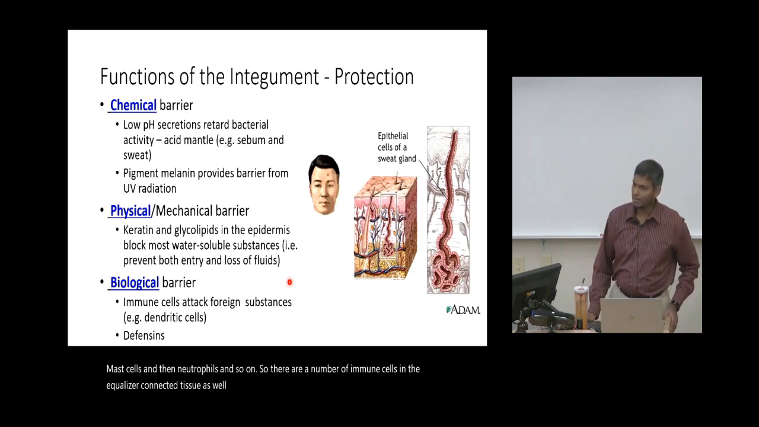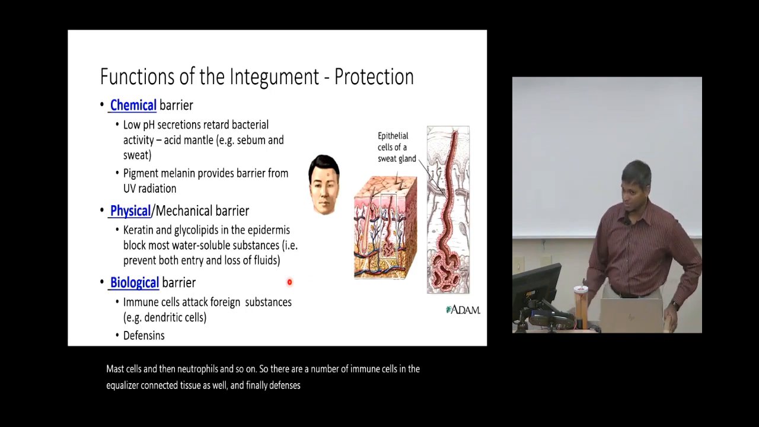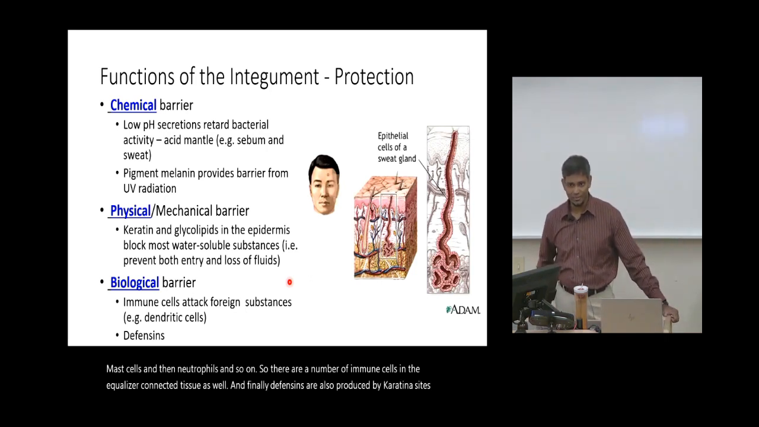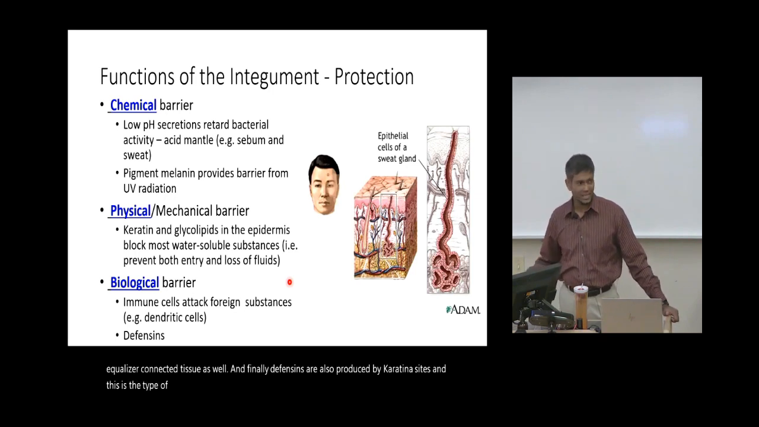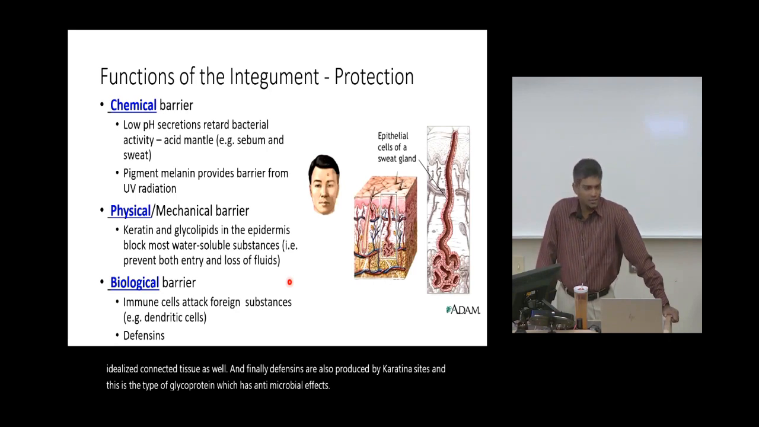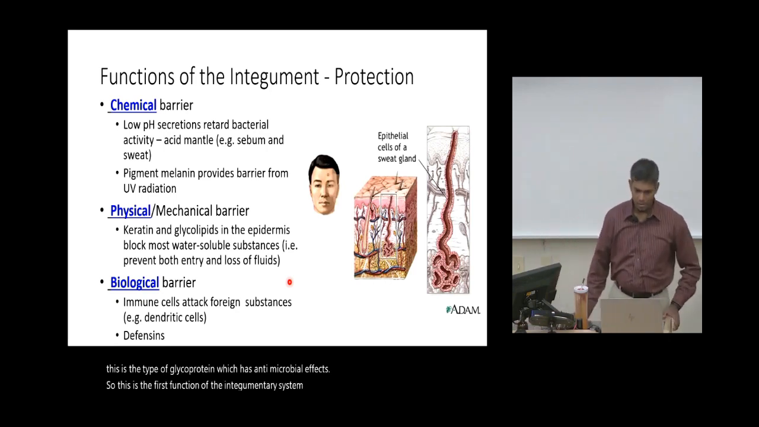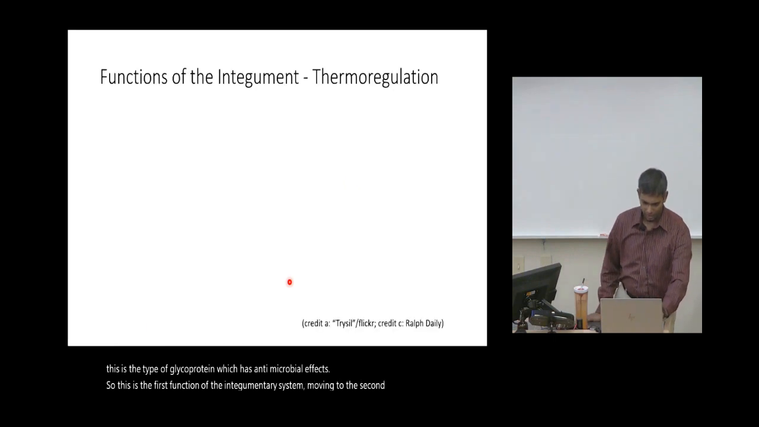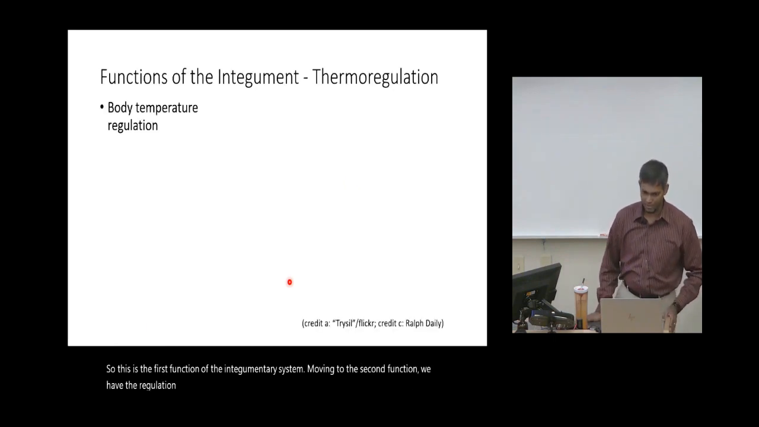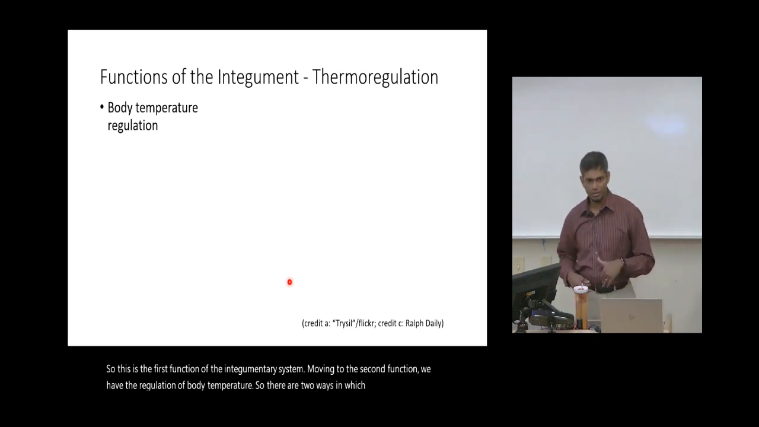And finally, defensins are also produced by keratinocytes, and this is a type of glycoprotein which has antimicrobial effects. So this is the first function of the integumentary system. Moving to the second function, we have the regulation of body temperature. So there are two ways in which we can sweat.